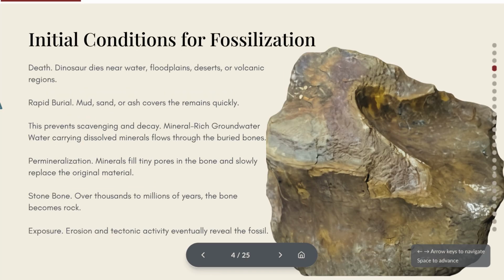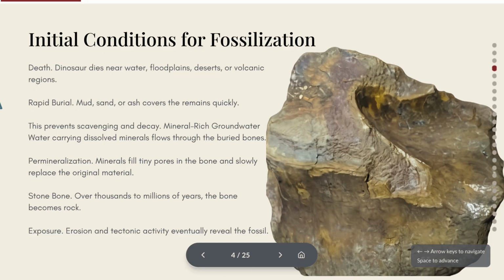Initial conditions for fossilization. Death. The dinosaur dies near water, floodplains, deserts, or volcanic regions. Rapid burial. Mud, sand, or ash covers the remains quickly. This prevents scavenging and decay.